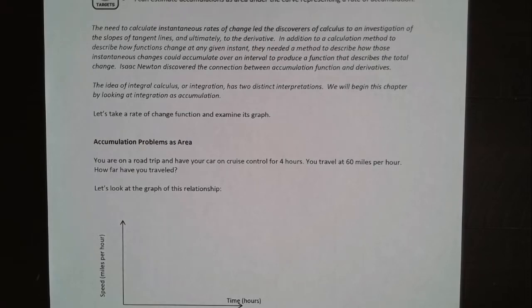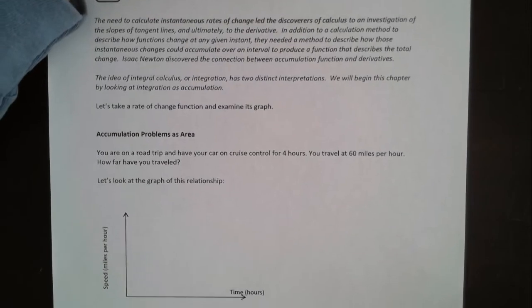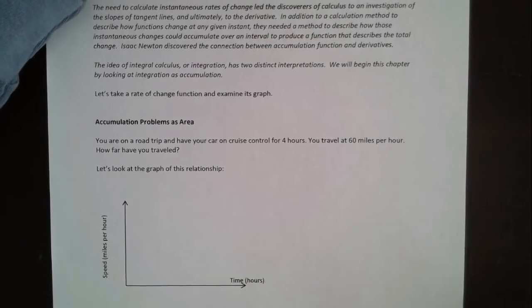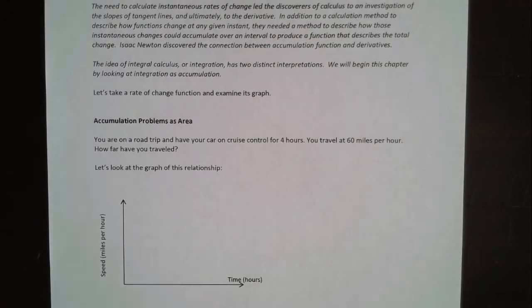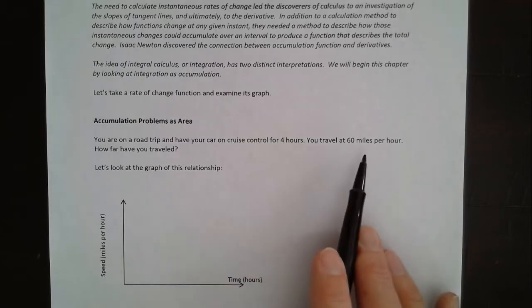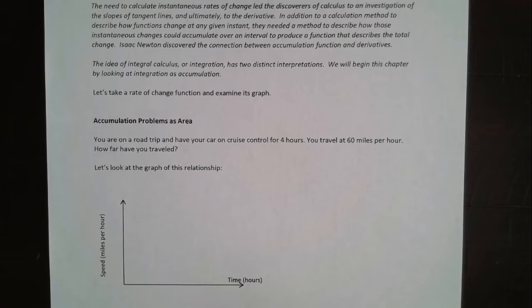So what we're going to do is take a basic problem that we would be able to solve even without calculus, and then we're going to talk about how that relates to an antiderivative type function. So let's say that we're on a road trip and we have our car on cruise control for 4 hours. That means that we're not changing speed, we're just staying at constant speed. And it's telling us that we're traveling at a speed of 60 miles per hour. We want to know how far we've traveled.